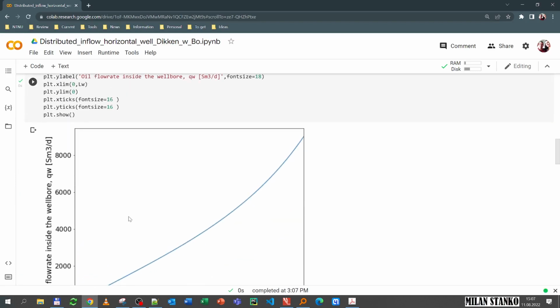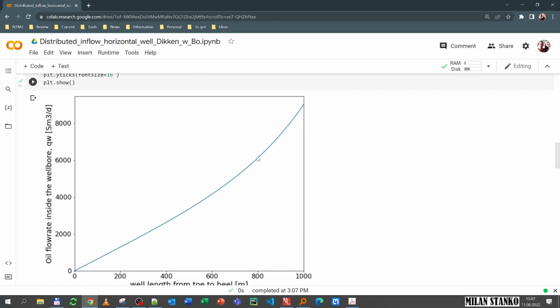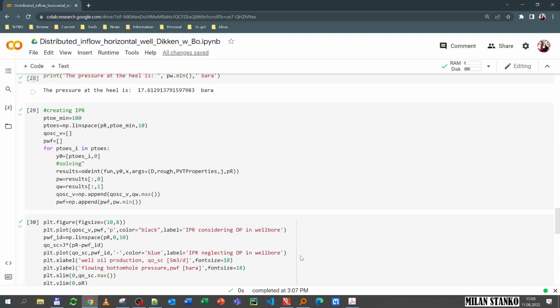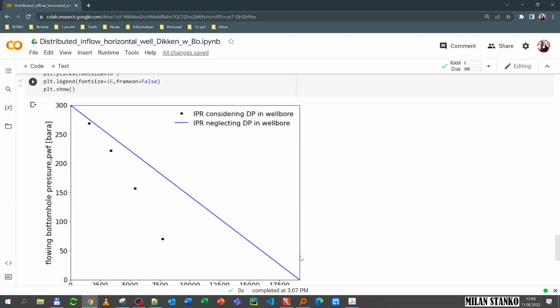Now you see the influx starts to be nonlinear. That means that I'm getting more flow from the part of the wellbore that is closer to the heel than closer to the toe. Here it is uniform. You see the pressure drop for 200 is actually quite dramatic. It's on 200 at almost 20 something towards the toe. And let's see the IPR. Here you see how the IPR looks like. It is affected significantly by the delta P in the wellbore.